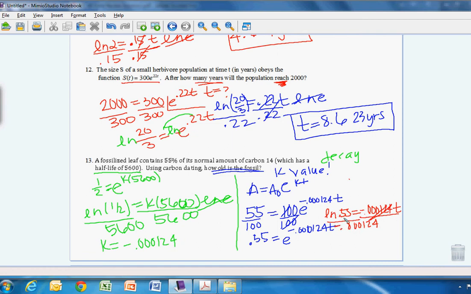So in your calculator, you should be typing natural log of 0.55 divided by negative 0.000124. And then you should get that t is going to be about 4,821.27 years. All right, there you go.